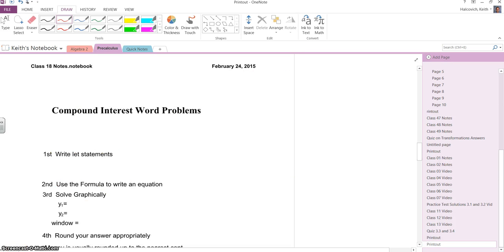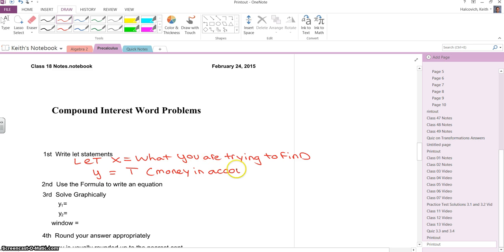All right, when we're solving a compound interest word problem, the way we're going to do it is we're first going to make let statements. X is going to equal what you are trying to find. And then y is going to equal the T value, which is the money in the account. And this is to guide us in when we're using our calculator.